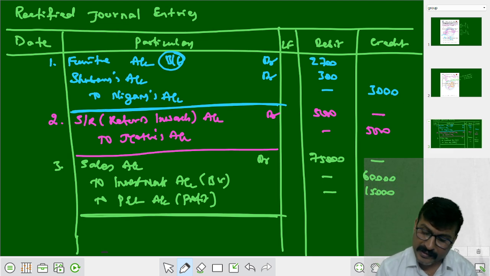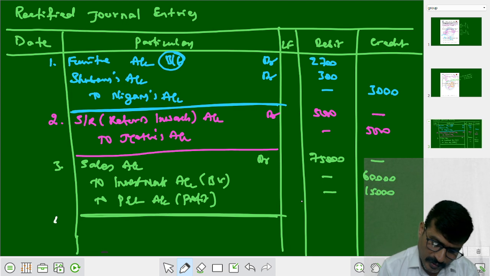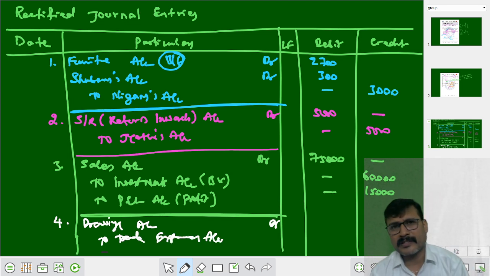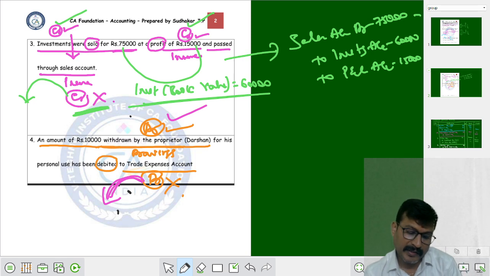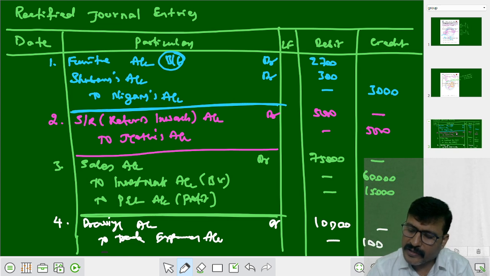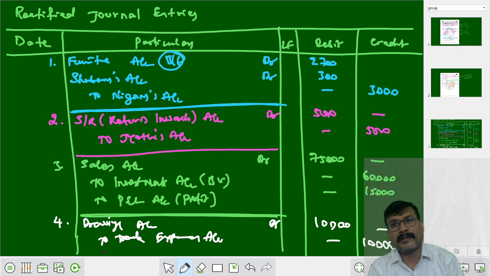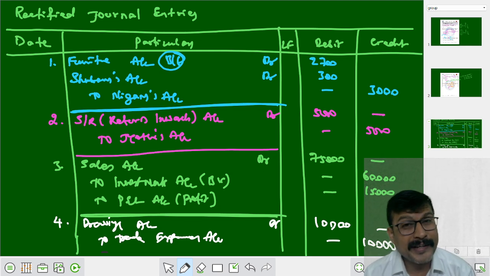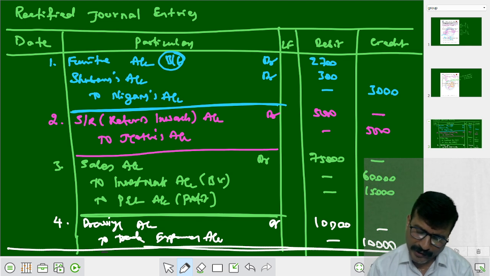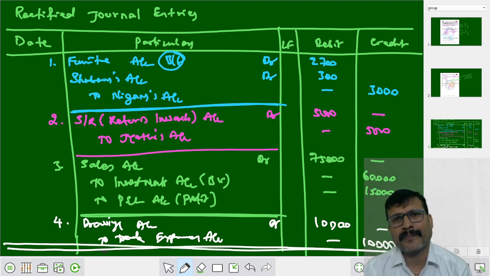The entry number is what? 4. Drawings account debit to trade expenses account. How much amount of drawings here? 10,000. Being wrong debit to trade expenses account is rectified. I hope, my dear students, I think you got it right. This is how we have to solve the problem.